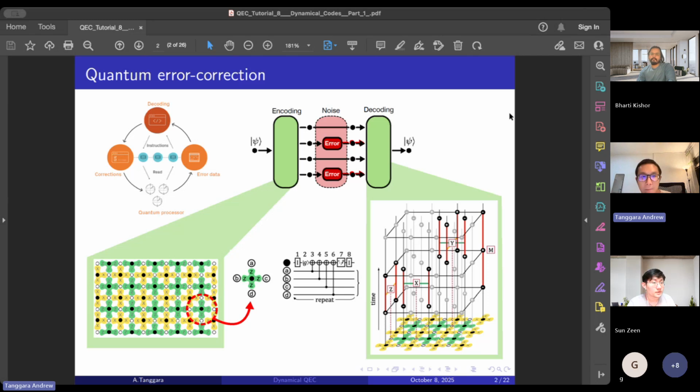So just a quick reminder of what error correction is. You encode your quantum state into some higher dimensional system, and then some noise happens, and then you do a bunch of measurements, which give you information on whether any errors had occurred and which appropriate correction operation to do to get your original state.